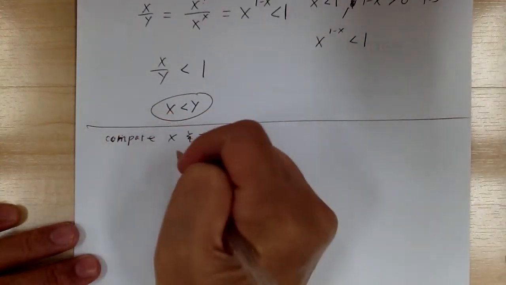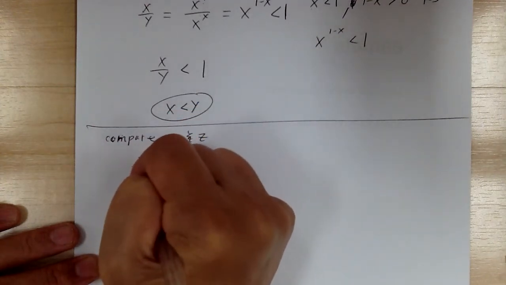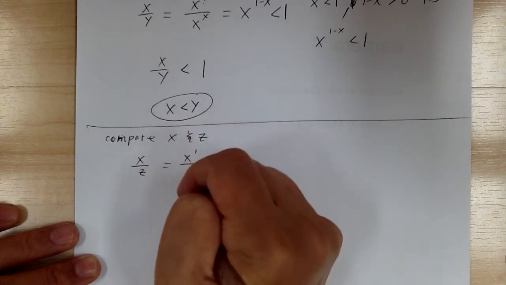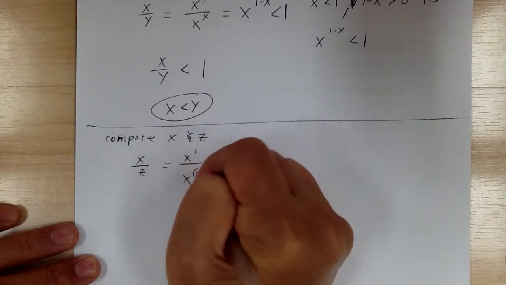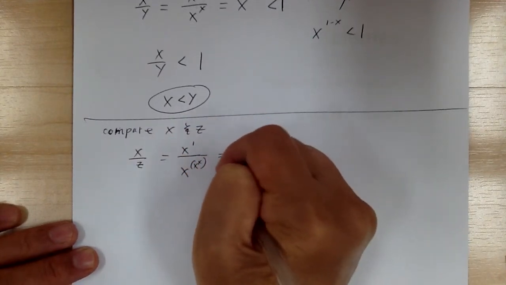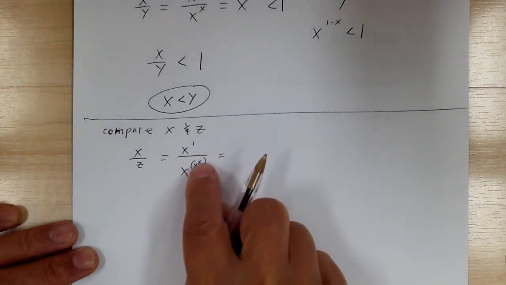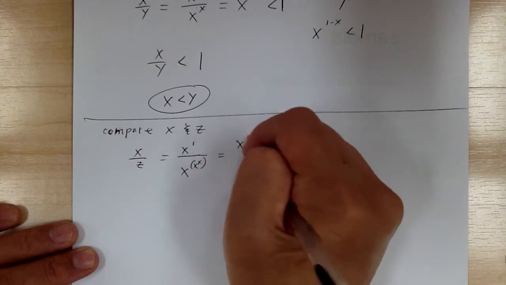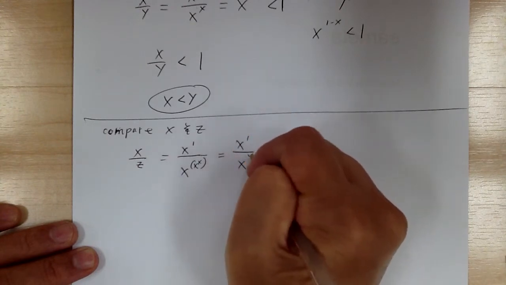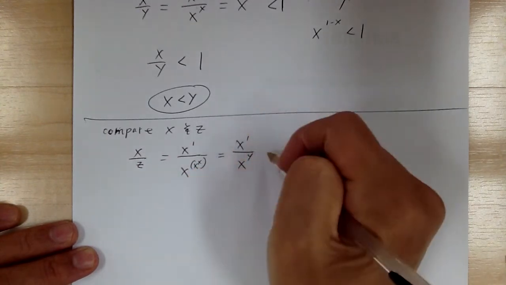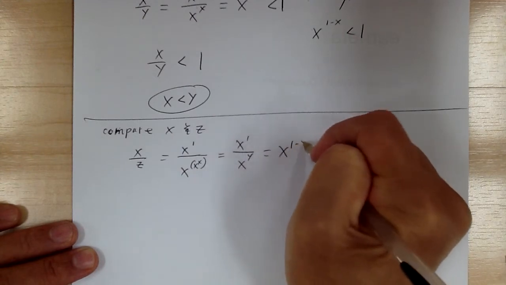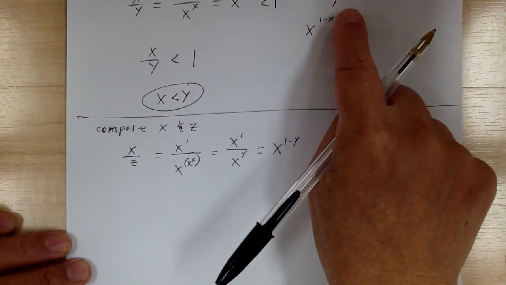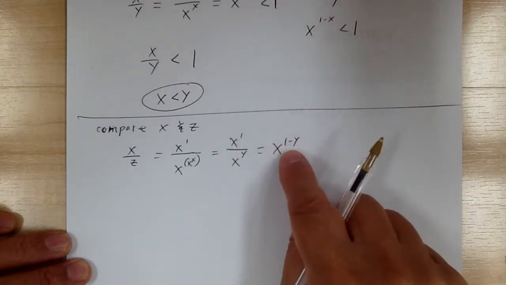Again, we're going to use a ratio. So x over z equals x over 1 over x to the x to the x. And this part is y, right? So this is equal to x over 1 over x to the y. Therefore this is equal to x to the 1 minus y. Then we're going to do the same thing as over here. We're going to see what this is equal to.